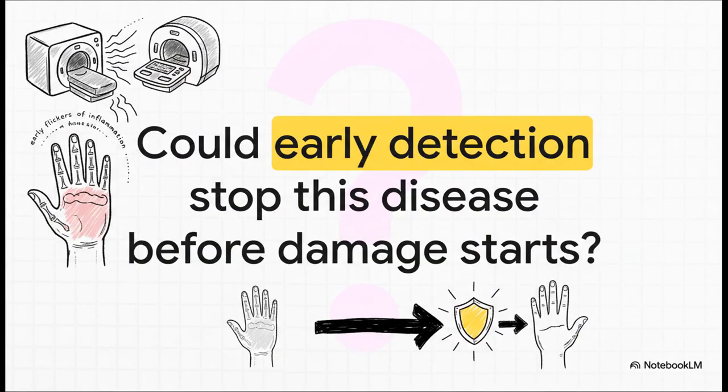And all of this brings us to a really fascinating and hopeful final thought. We've seen how imaging lets us track the destruction, but as our technology gets even better, letting us see the very first whispers of inflammation before any real damage is done, it raises an incredible question. Could we one day get so good at spotting the signs that we can step in and stop this disease cold before the damage even begins? That's the goal. That's the future everyone is working towards.